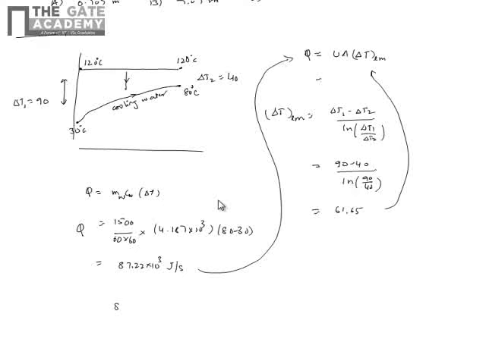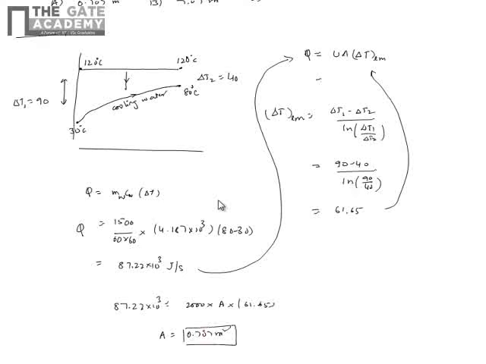So 87.22 into 10 power 3 equals U, the overall heat transfer coefficient, which is 2000, times A, which I need to know, times delta T LM, which is 61.65. So everything is known, only A I have to find out. A from this comes out closer to 0.707 meter square after calculation.